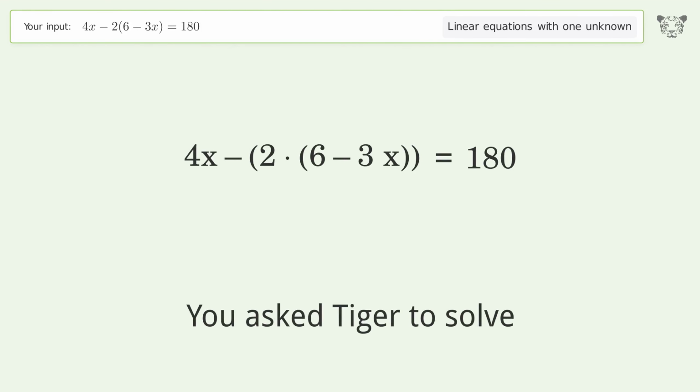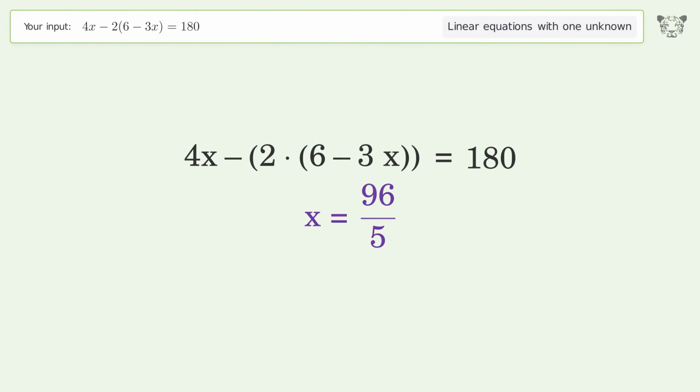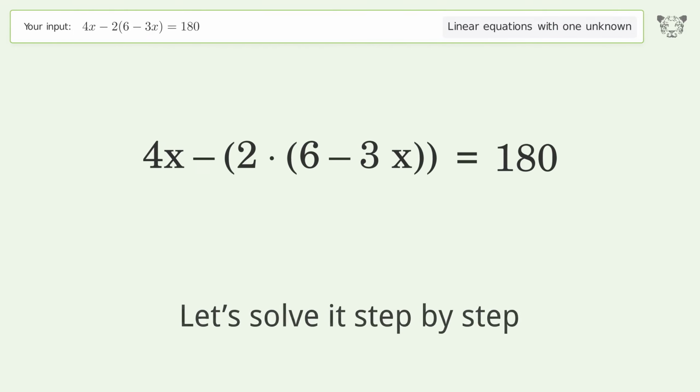You ask Tiger to solve. This deals with linear equations with one unknown. The final result is x equals 96/5. Let's solve it step by step.